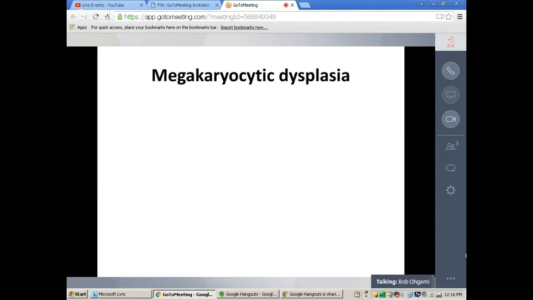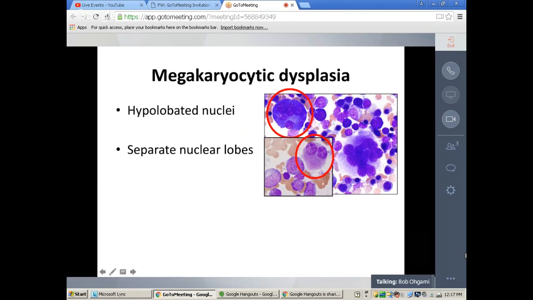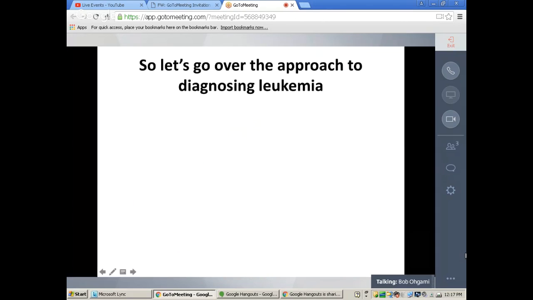These cells have abnormal nuclear features. So what is megakaryocytic dysplasia? Megakaryocytic dysplasia is hypolobated nuclei. So here you can see that. This is a smaller megakaryocyte, and also megakaryocytes that have separate nuclear lobes. This one happens to also have separate nuclear lobes. This one does here too. That is a sign of dysplasia in megakaryocytes.